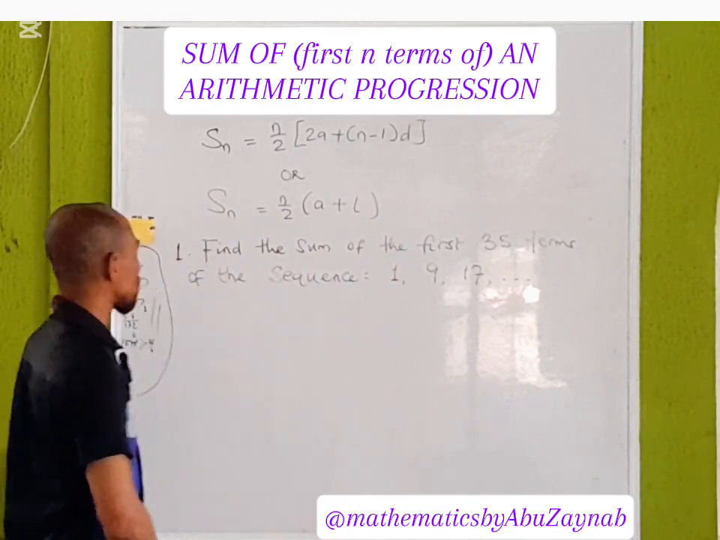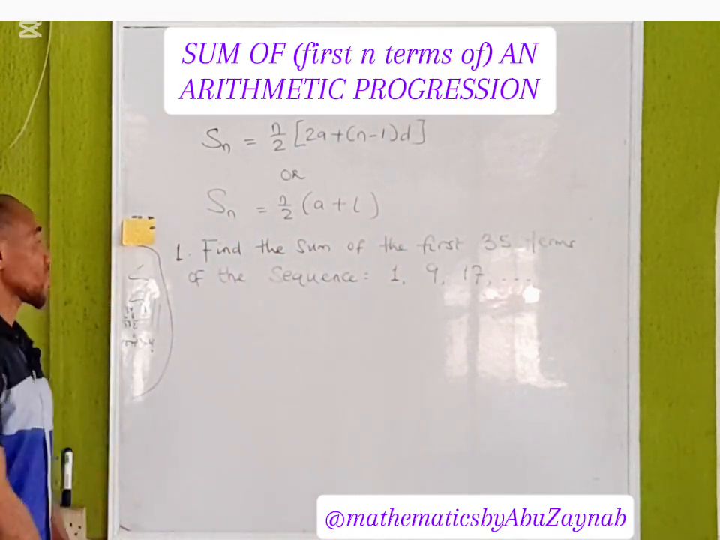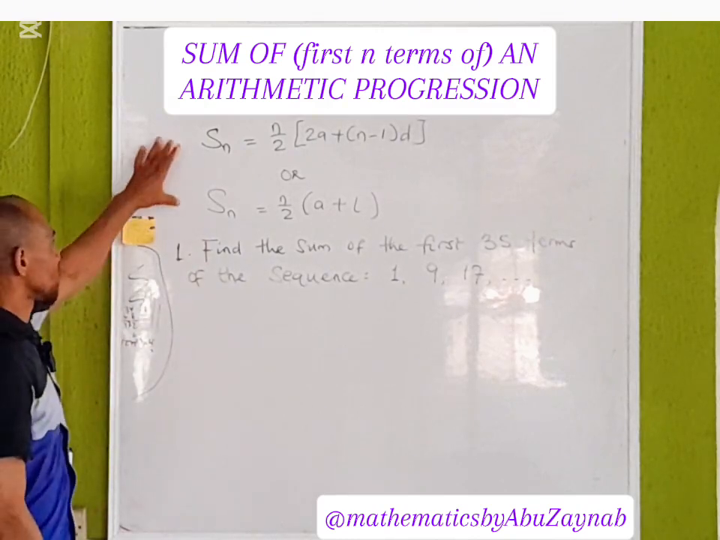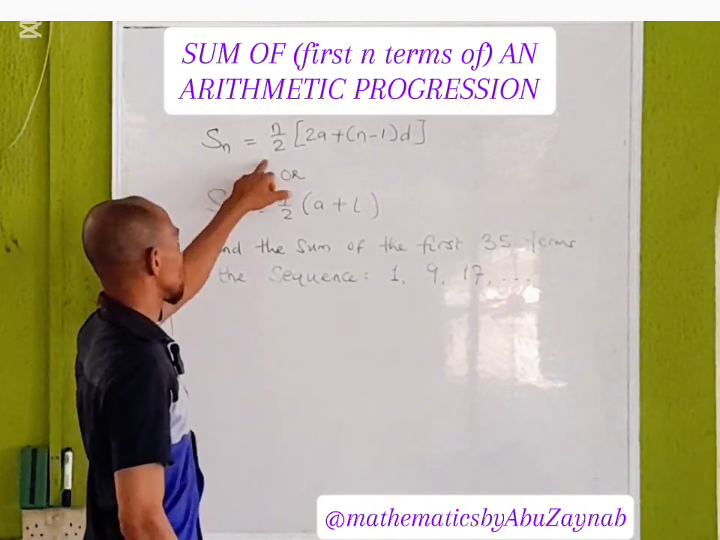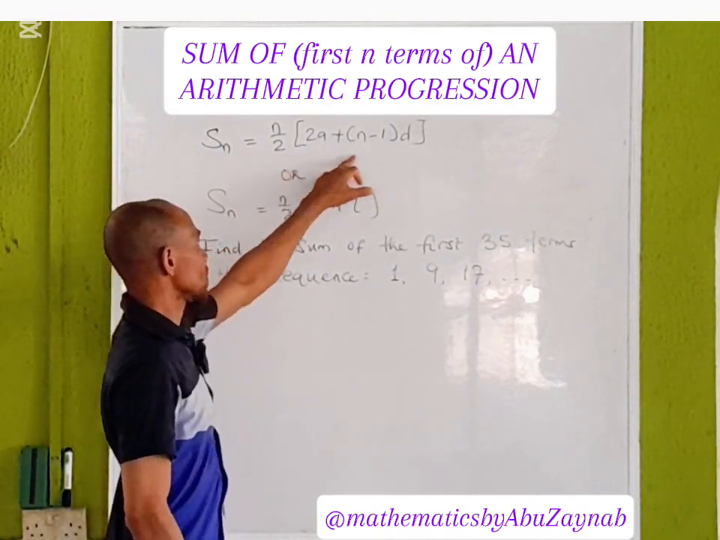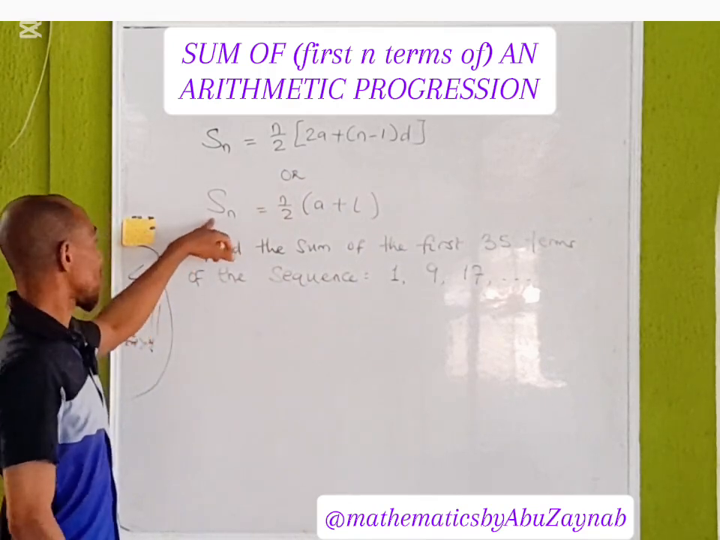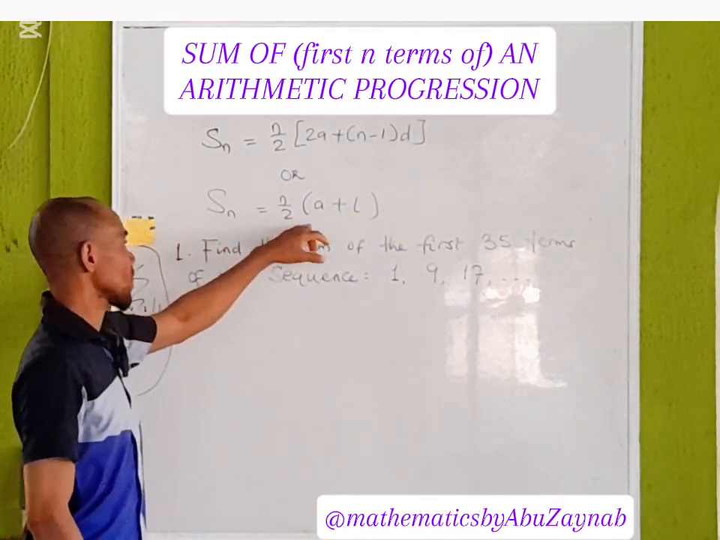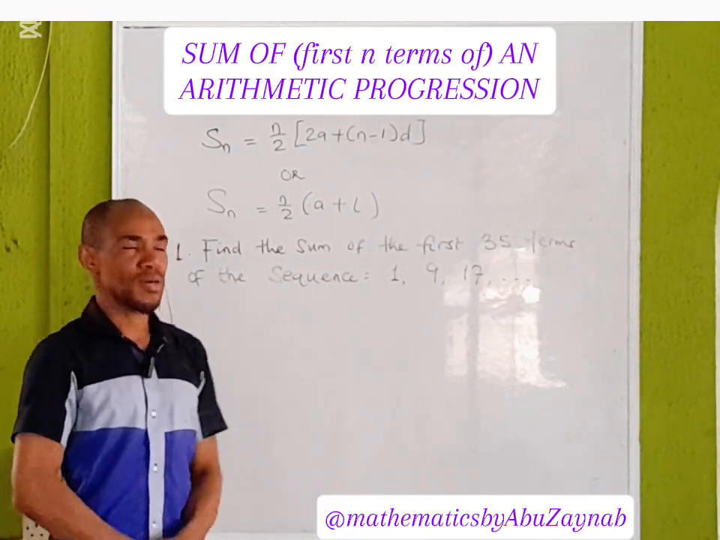So, when we talk of the sum of the first n terms of an AP, we basically have two formulas in mind, which are on the board. The first is the sum of an AP, Sn, given as n over 2, bracket 2a plus n minus 1 d. On the other hand, we also have the sum of an AP, Sn equals n over 2, bracket a plus l. The question arises, when do we apply which formula?